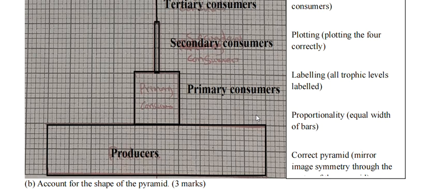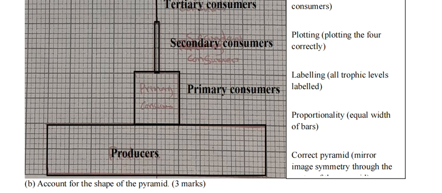The scale should be correct, and the plotting should also be correct. You should consider the number of squares for each. Then 10 squares for the producers only. Then another thing, the pyramid should be correct, and cut vertically downwards into 2 equal halves.